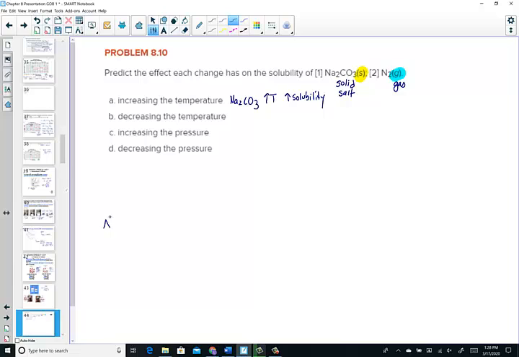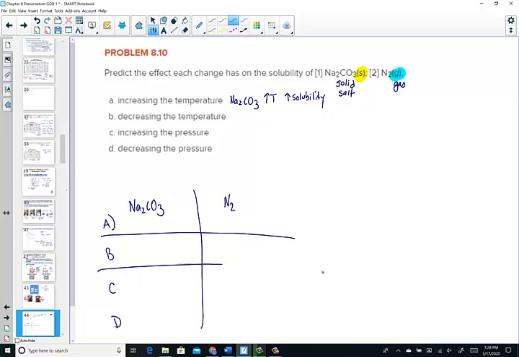Let me do this better. Letter A, we'll do sodium carbonate, and we'll talk about nitrogen in each of these. All right, so we'll do A, B, C, D. I think what I'd like to do is just make a grid like this. Keep in mind that this is a solid and this is a gas.